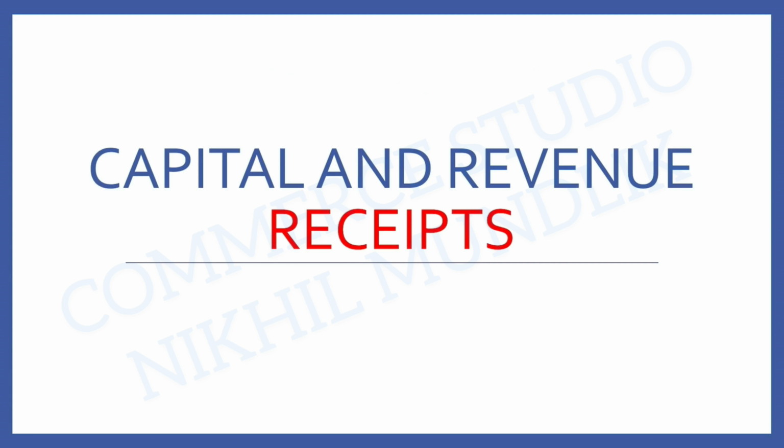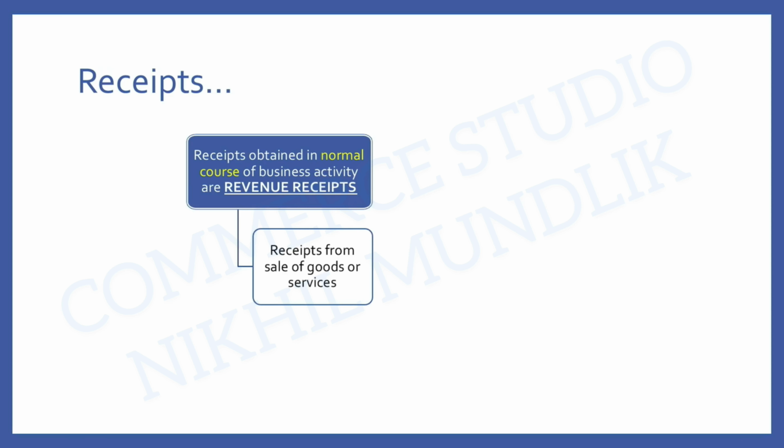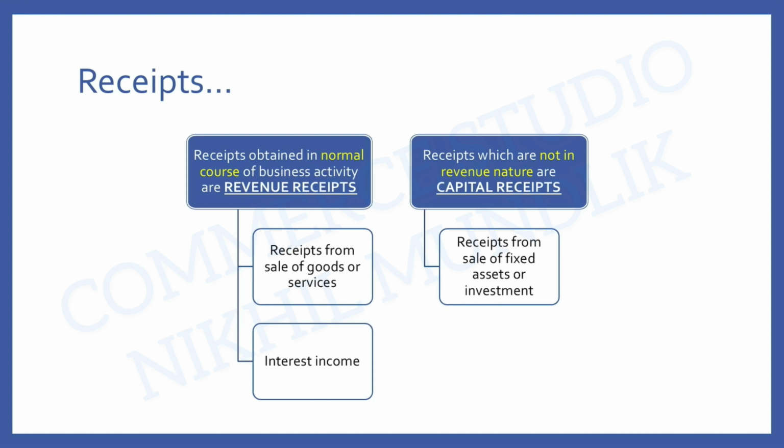Now, let us see the difference between capital receipts and revenue receipts. One of the differences is that the receipts which are obtained in the normal course of the business activity are revenue receipts. For example, receipts from sale of goods or services, interest income, etc. And the receipts which are not obtained in the normal course of business activity are capital receipts. For example, receipts from sale of fixed assets, or receipts from sale of investments, receipts of owner's contribution, etc.